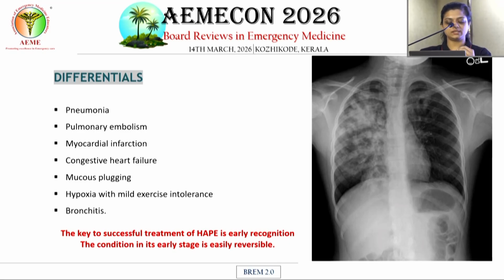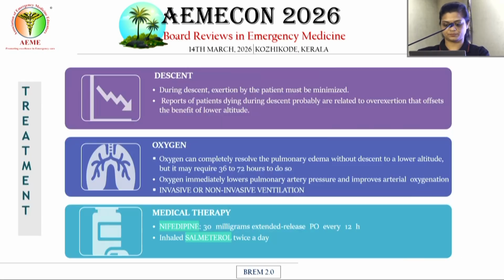The important thing is that the key to successful treatment of HAPE is early recognition. If there is a delay, your patient will probably deteriorate, because HAPE has a mortality as high as 50 to 60%. If you don't recognize it early, your patient can actually end up dying. This is an X-ray showing a right middle lobe infiltrate. This is a generalized right-sided infiltrate.